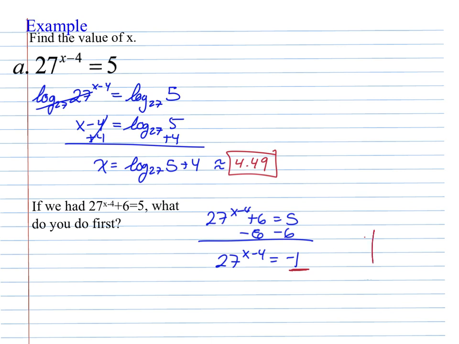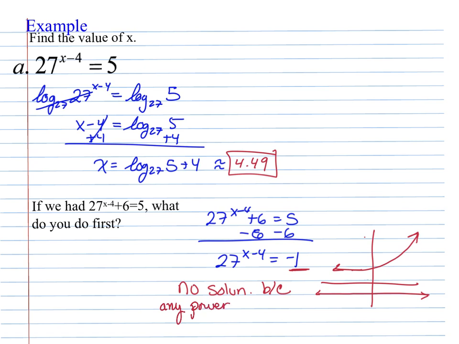So think of it this way. If you're graphing 27^(x-4), that's something that's going to be looking like this. Negative 1 is down here. They're never going to cross. So there is no way that there could be an actual solution, because they will not cross, because your exponential function is always going to be positive. So no solution, because any power of a positive number is positive.